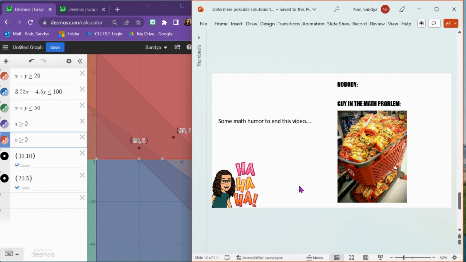All right. So just some math humor. When I was working on this last problem with Ronald and his snacks, it just made me think of this meme I've been seeing everywhere. Because there's always a joke about how math problems are about somebody buying a shopping cart full of chips. And so I found this picture and it just made me think of this last problem.